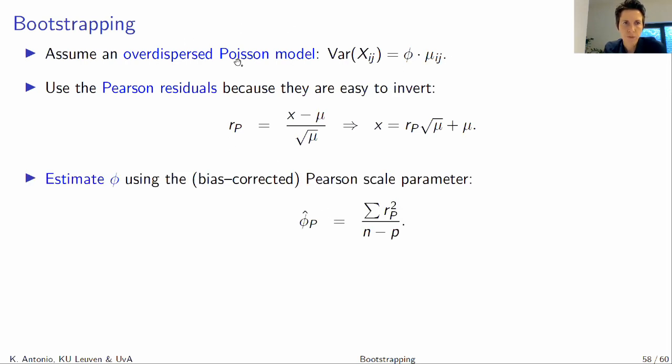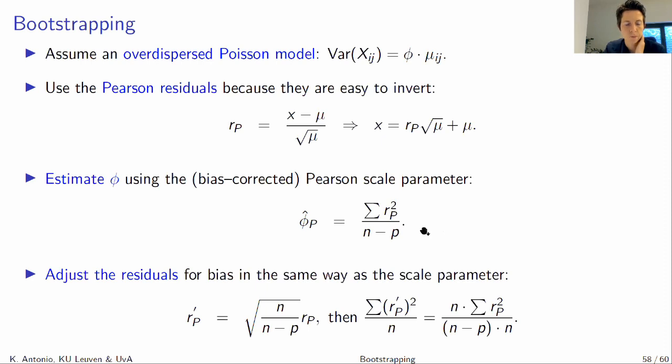If we have our GLM model, so if we start from the over-dispersed Poisson model, if we start with the specification for the mu ij as we introduced it, if we calculate the Pearson residuals, then we can get our estimate for the dispersion parameter by taking the sum of the squared Pearson residuals dividing by the degrees of freedom. That's something we know from the theory of GLMs.